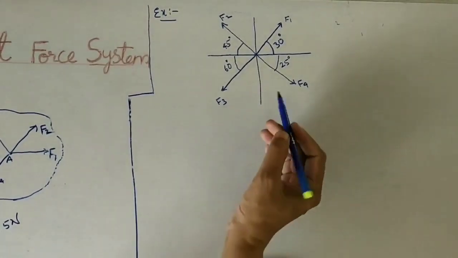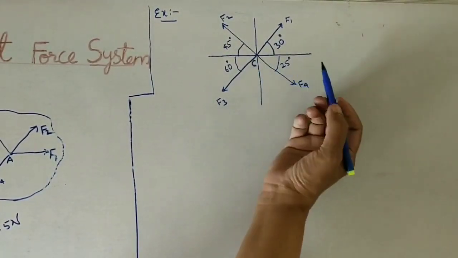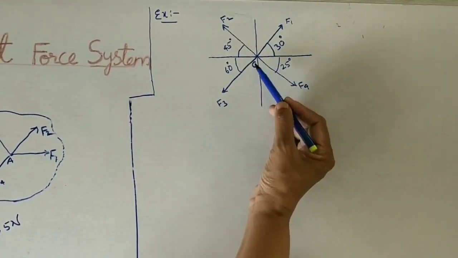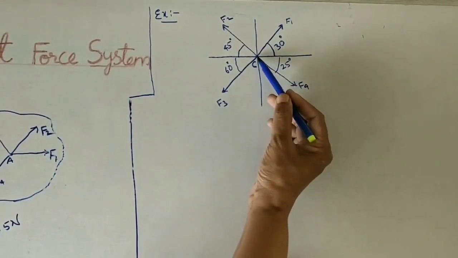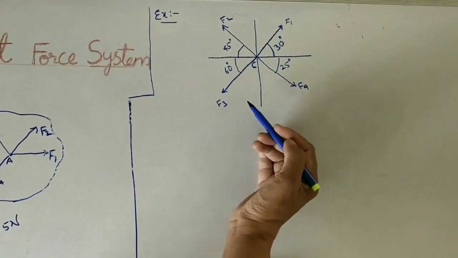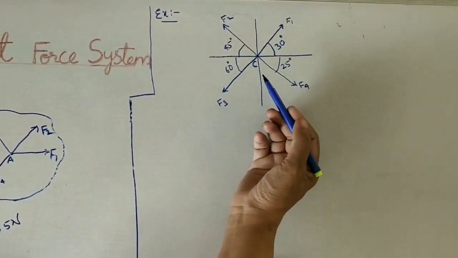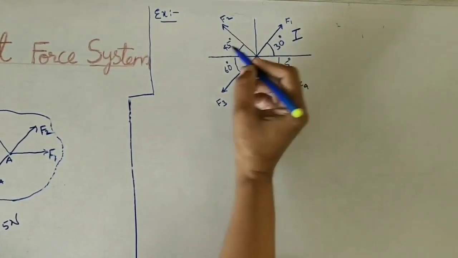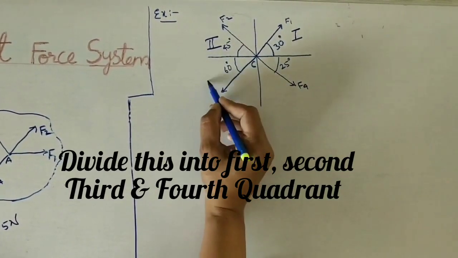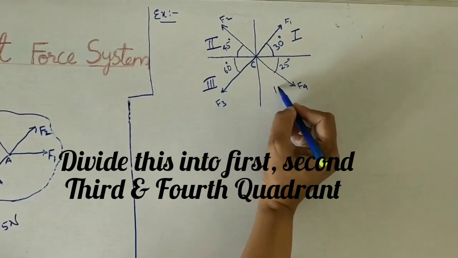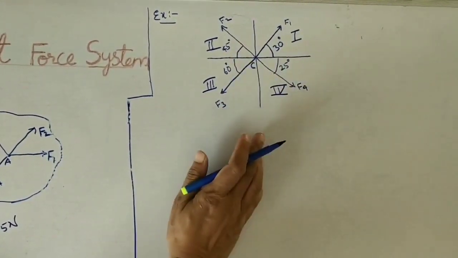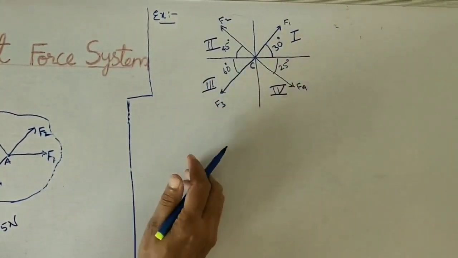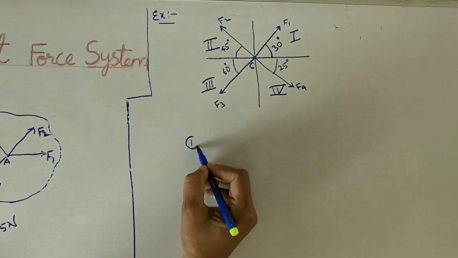I am taking this example at some C point. So F1, F2, F3, F4 forces are acting. All these forces are concurrent forces because these are acting at C point. Now I am taking these forces as system forces. Initially I will take the first coordinate diagram only. I am not considering all this. So first one I am taking.